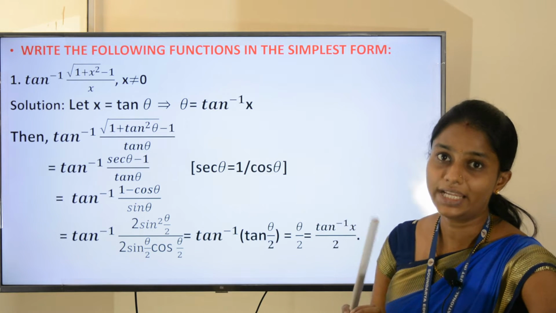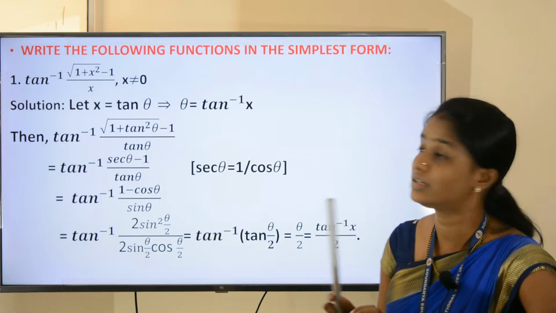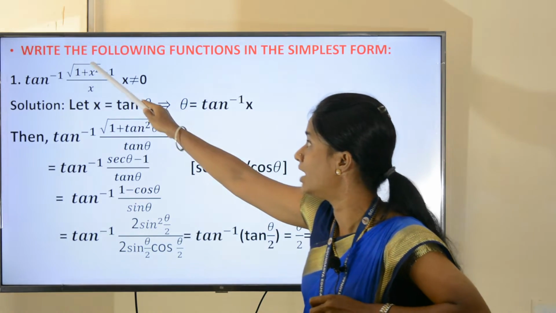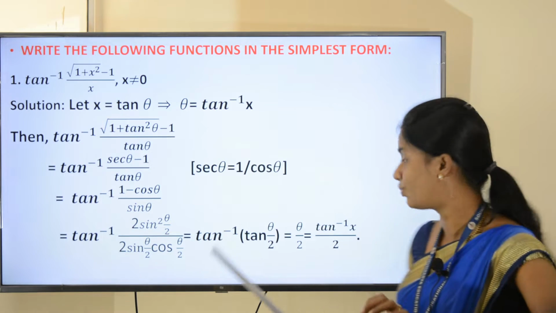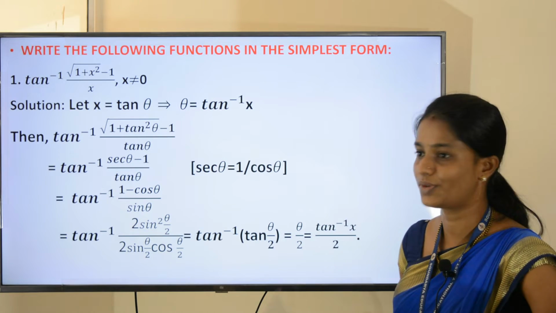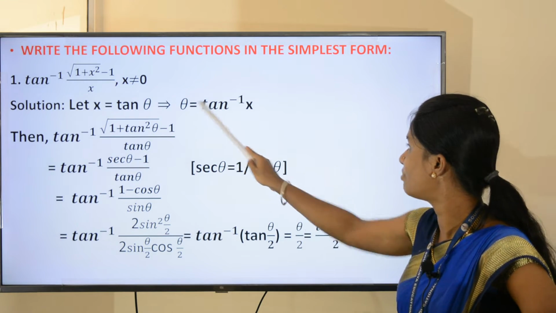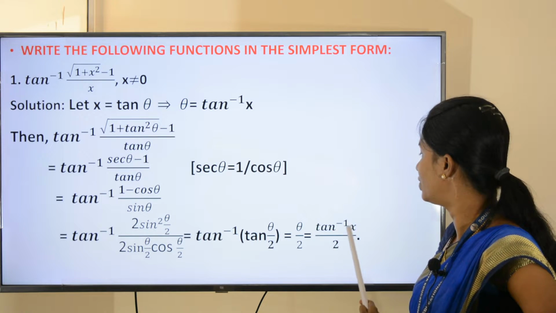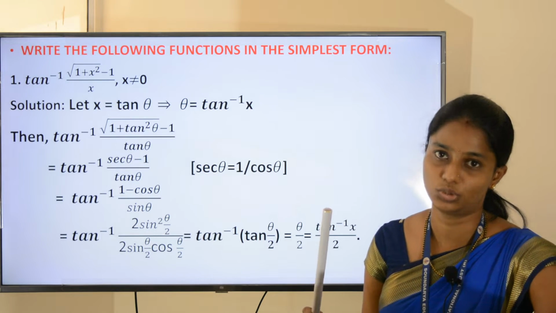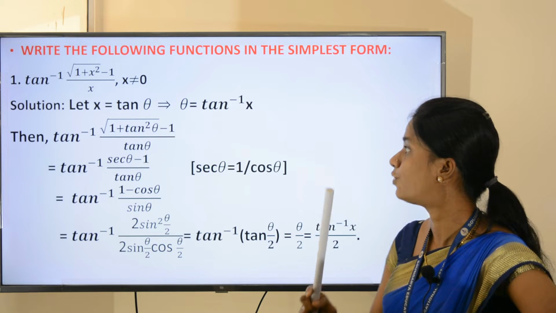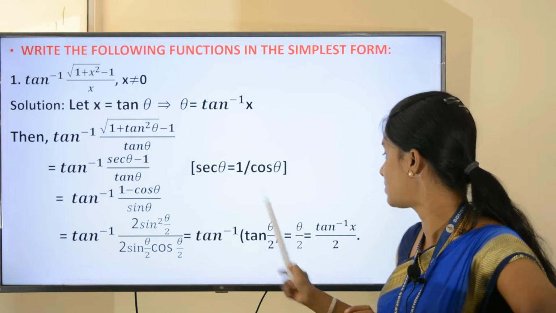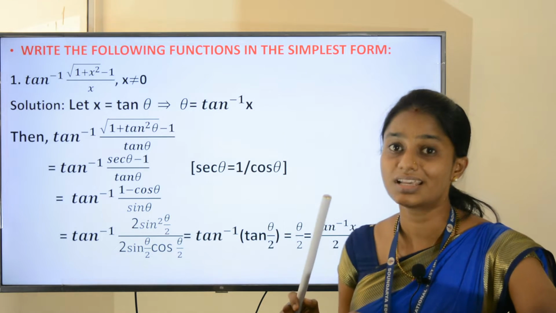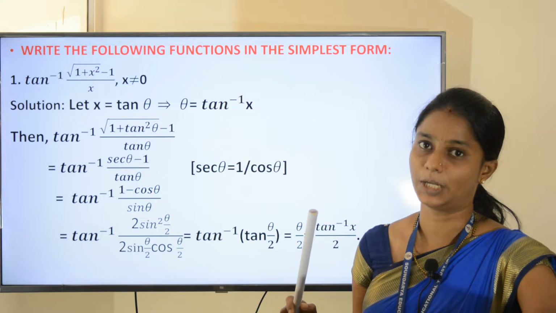So finally, students, the answer should be in terms of the given expression. In the given expression, which variable is there? The x variable. So we should keep the answer in terms of the x variable only. So theta can be replaced with tan inverse x divided by 2. Okay, this is the answer for this particular question, I mean for the function. This is the simplest form. Simplest form is tan inverse x divided by 2.